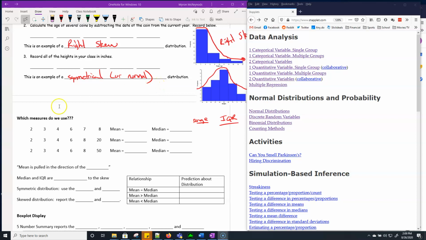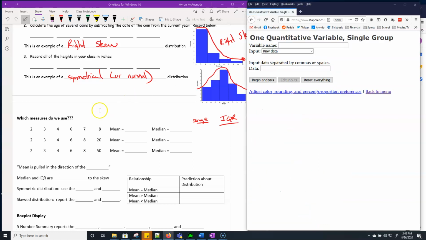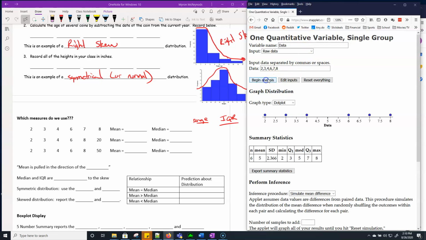Alright class, next I'm going to do the "which measures do we use" exercise in your notes. On this one, let's take this data, 2, 3, 4, 6, 7, 8, 2, 3, 4, 6, 7, 8, and put it in our one quantitative variable on Statplet. The variable name will just be data. We didn't have any special name for this. Begin analysis. And see how I made a little column for range and IQR? You want to write those down too. It's good to know those as well.